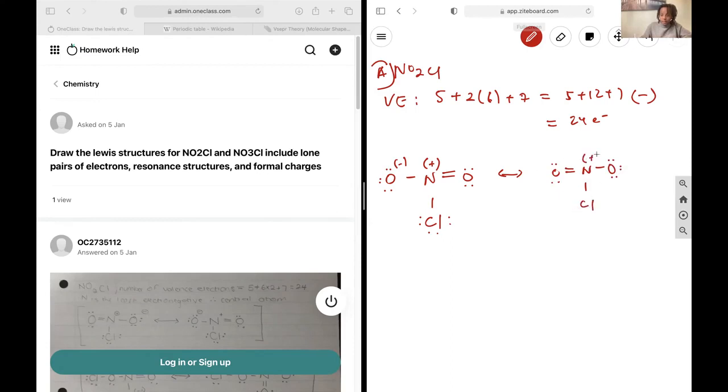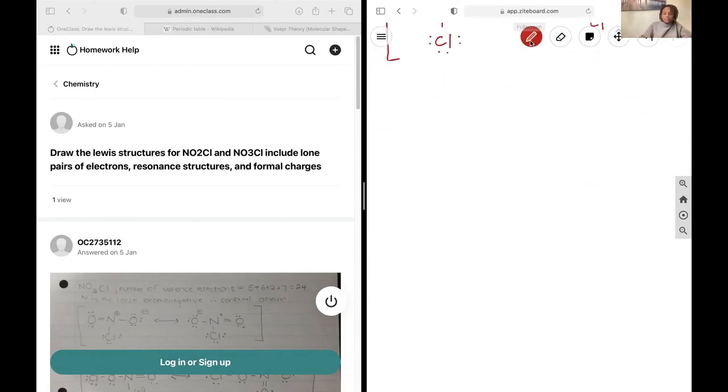And so now this nitrogen will be positive, this one will have a charge of 0, and this one will have a negative charge. And so these are going to be our two structures for NO2Cl. Next up, I have NO3Cl.